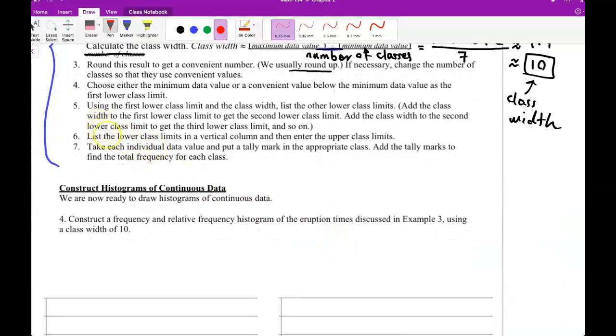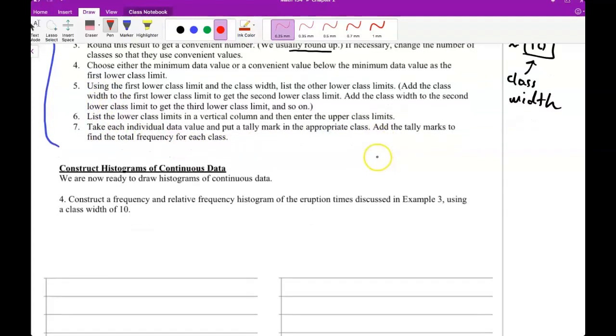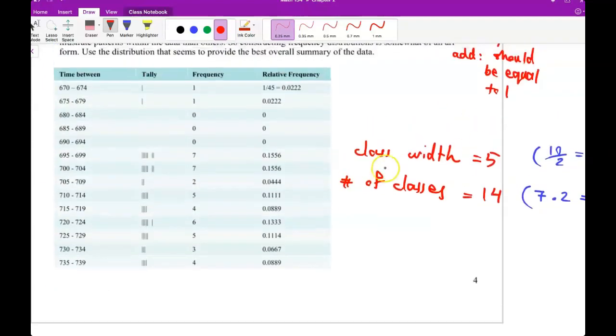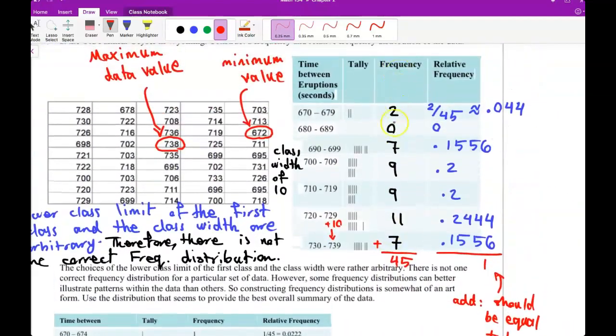So that is what I explained here, these 2 steps. Okay, and then after that, we got these numbers for frequency. So that was step 6.